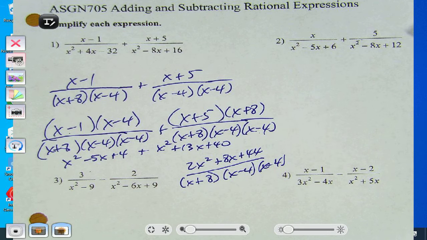Happy now, Alina? I combine like terms. I really didn't quite go with it. That is the end of the lesson.